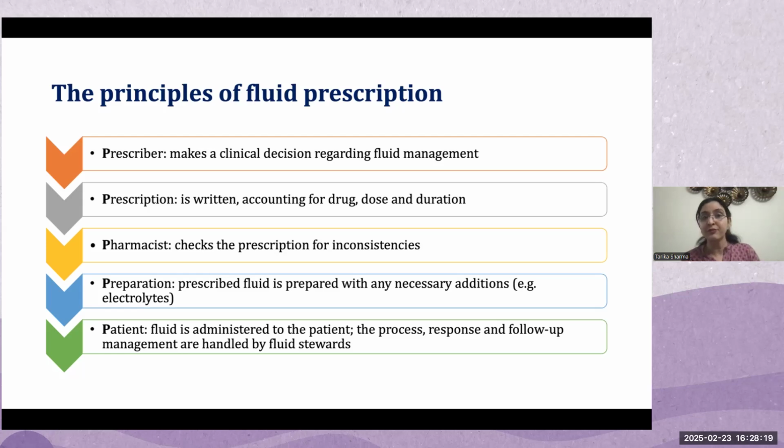These principles of fluid prescription are the 5 Ps: the prescriber, the prescription, the pharmacist, the preparation, and the patient. When we talk about the prescriber, the doctor has to make a clinical decision regarding fluid management. The patient needs fluid, the patient is in volume overload, the person is dehydrated, you have to replace the fluid, or you have to withdraw the fluid. That kind of clinical decision will be taken by the prescriber.